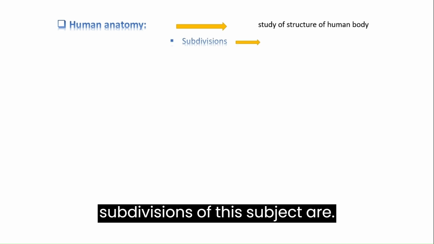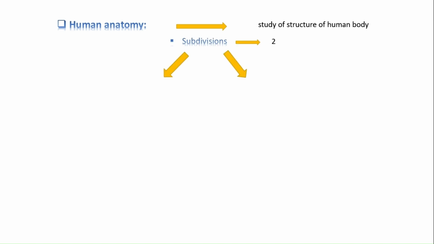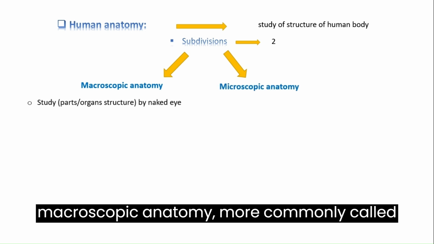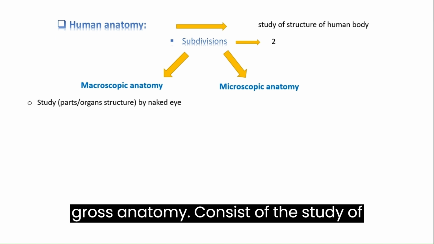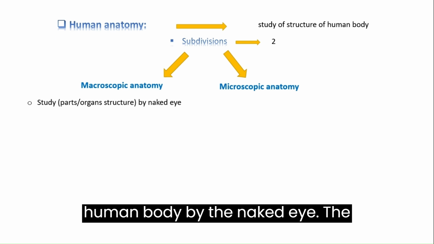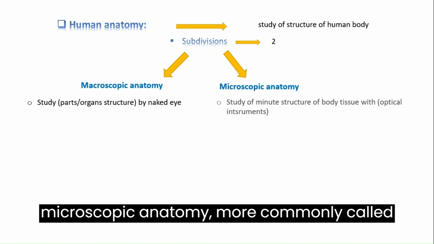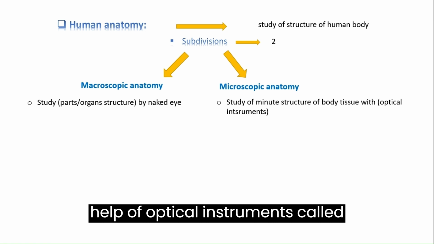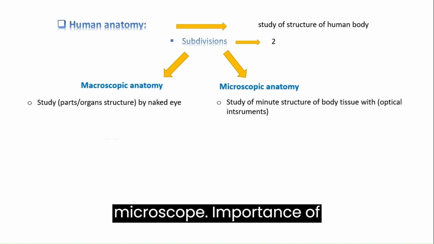The two major subdivisions of this subject are macroscopic anatomy and microscopic anatomy. The macroscopic anatomy, more commonly called gross anatomy, consists of the study of the parts, organs, and structure of the human body by the naked eye. The microscopic anatomy, more commonly called histology, is the study of minute structure of the body tissues with the help of optical instruments called microscope.